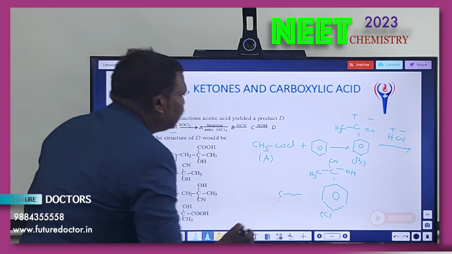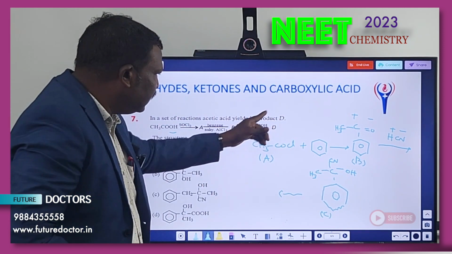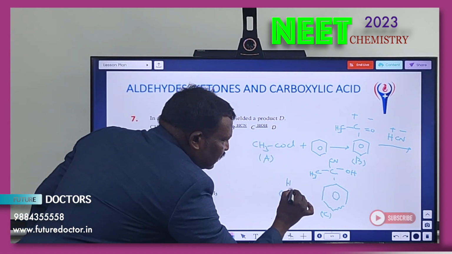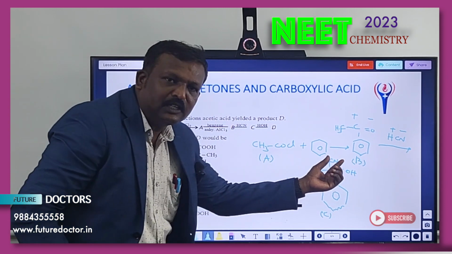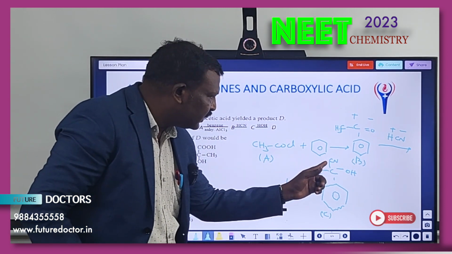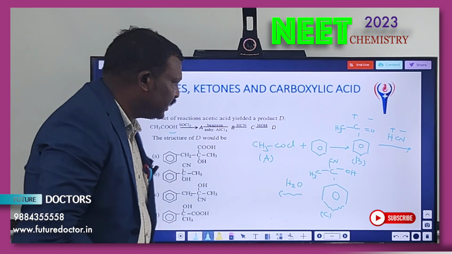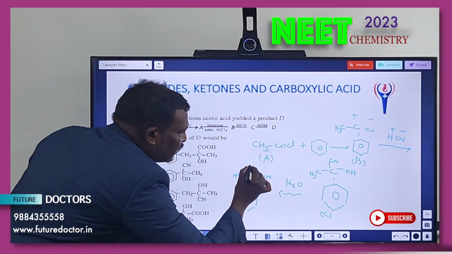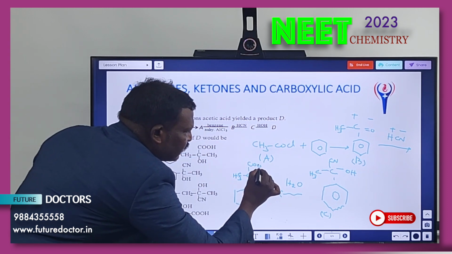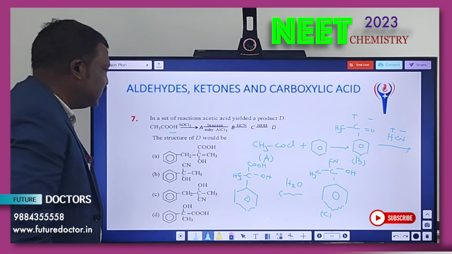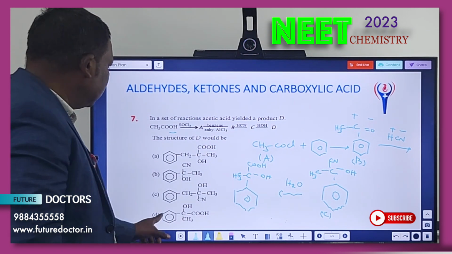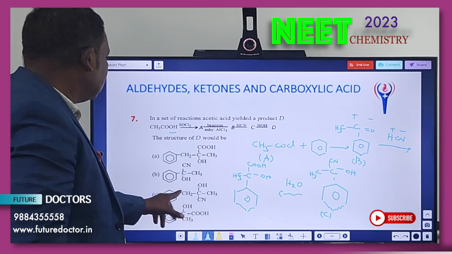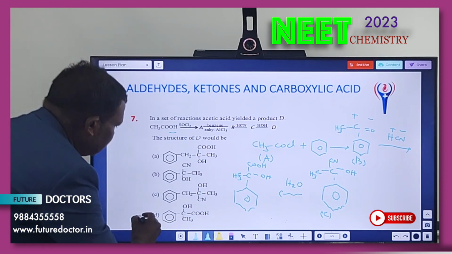But they're asking only D. So this has CN. I told you many times, whenever cyanide CN is present, it undergoes hydrolysis. Whenever you hydrolyze, CN becomes the COOH group. Now see the compounds. Which one has a benzene ring, CH3, OH and COOH group? Option D is the correct one.